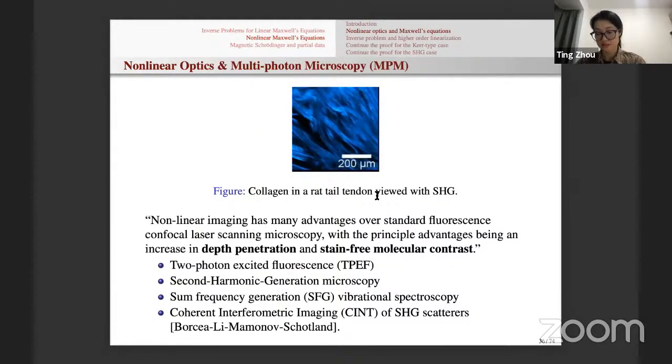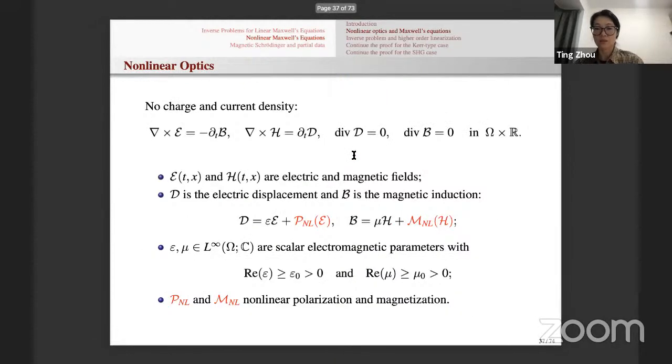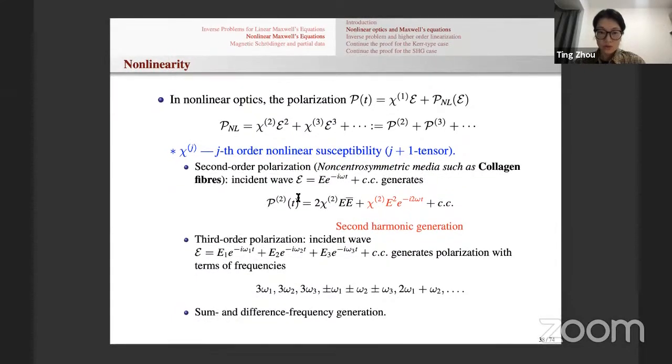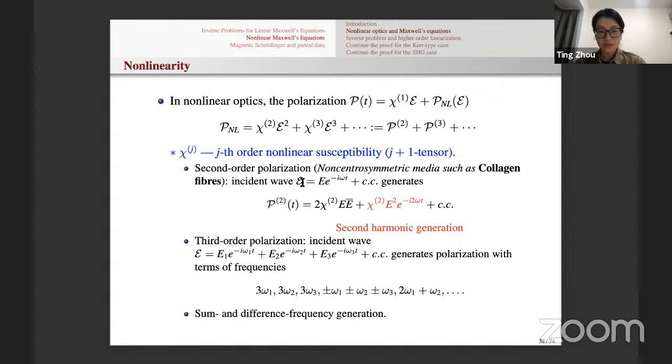rat tail tendon, for example. So you have this muscle thing with the second harmonic generation. This is considered second order polarization. So you are looking at this second order term here. And to eventually get the time harmonic version of the equation, you consider again time harmonic incident waves. Okay, and we are particularly focusing on the second harmonic generation.